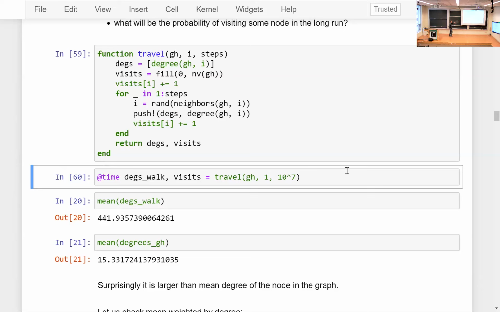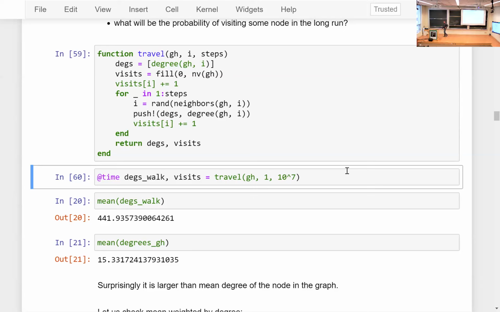It took between 1 and 2 seconds to run those 10 million iterations. But if we take the mean of degrees of this walk, we don't get 15. We get something around 141, so a much bigger value, as expected. Now, just to remind us, if we take a mean of degrees, this is 15.